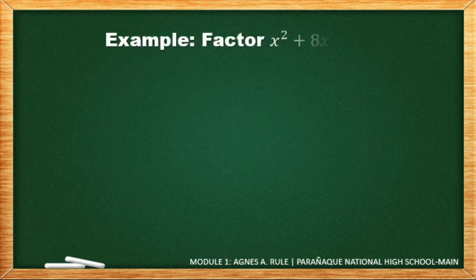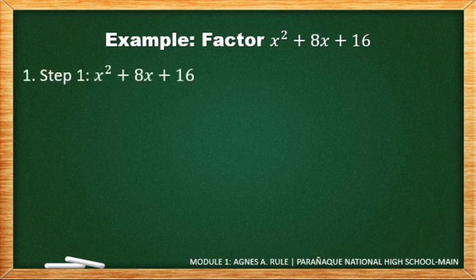Okay. Example number 1. Factor x squared plus 8x plus 16. Here, habang kinukuha natin yung factor, ipapakita ko pa rin kung bakit sila PST. Though lahat ng binigay kong example ay PST, papakita ko pa rin na sila ay PST.